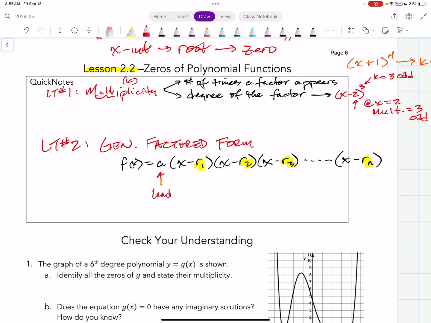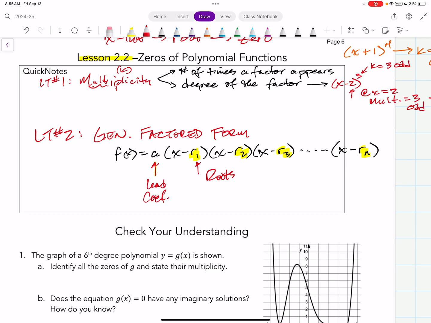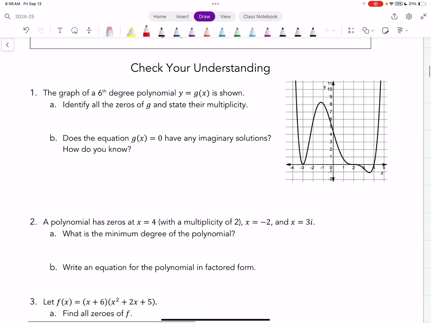So let's make a little note of that. This is called a lead coefficient, and your roots here, which are the zeros of the function, are r1, r2, r3, as many as there are, r sub n, if it's nth degree. And then when you want to find your zeros, you just set x minus r1 equal to 0 and find your roots, or your zeros of the function. All right, so let's apply it a little bit here. Let's go into your check for understanding.